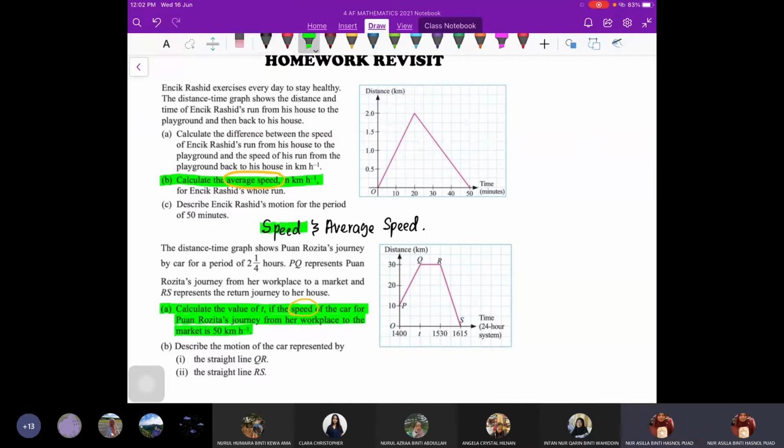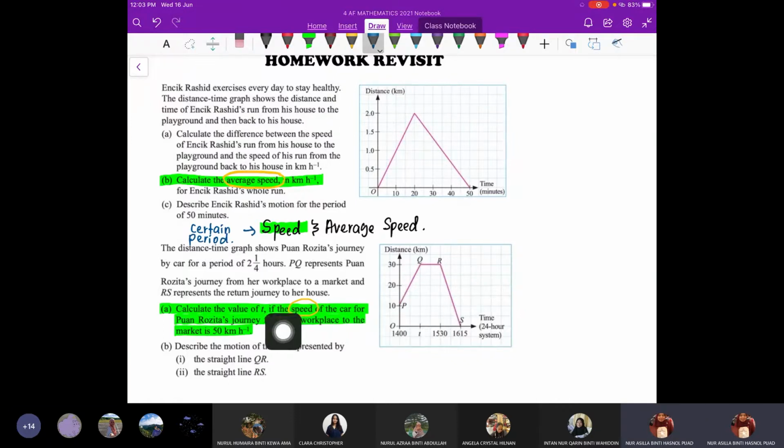Okay, so speed dia specific kepada a certain period of time. Okay, so it's specific to a certain period of time. Okay, dia tak cover the whole graph, distance time graph lah. Does not cover the whole thing. It's just a part of the graph.